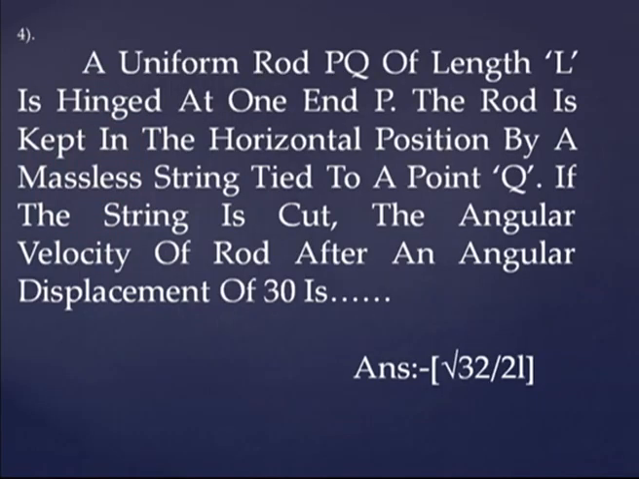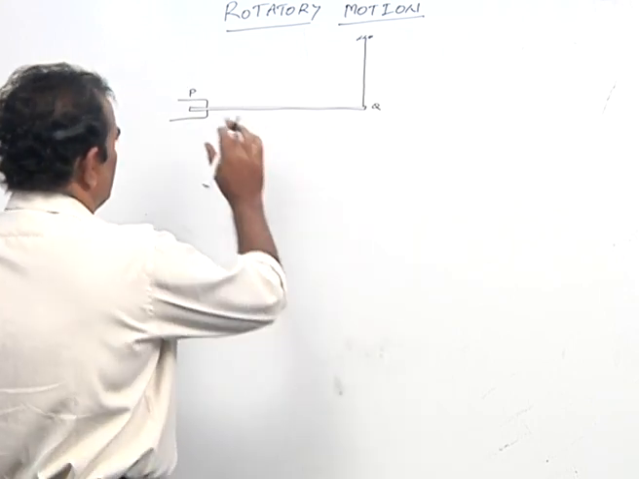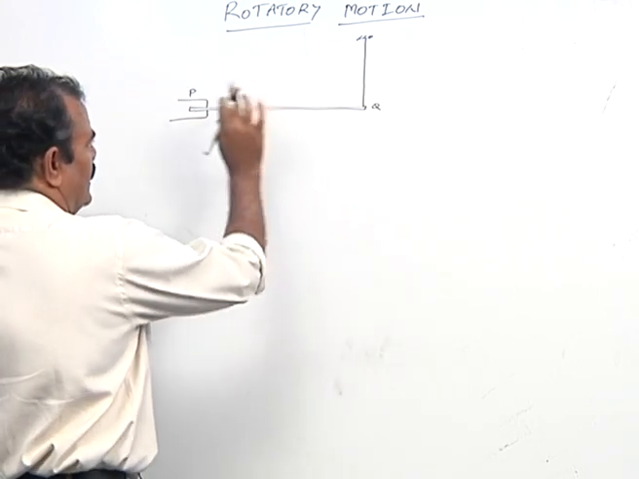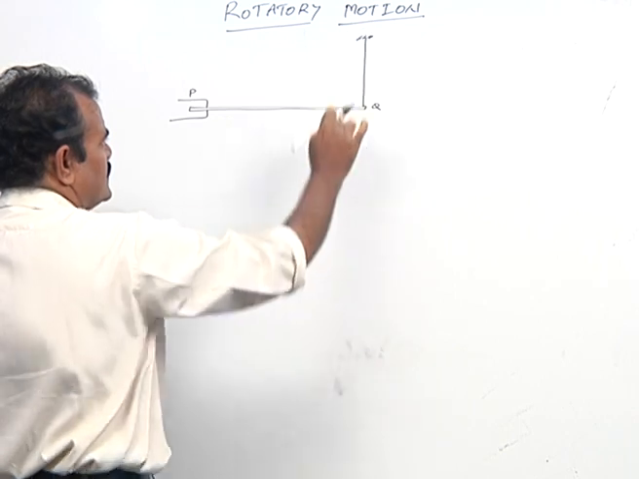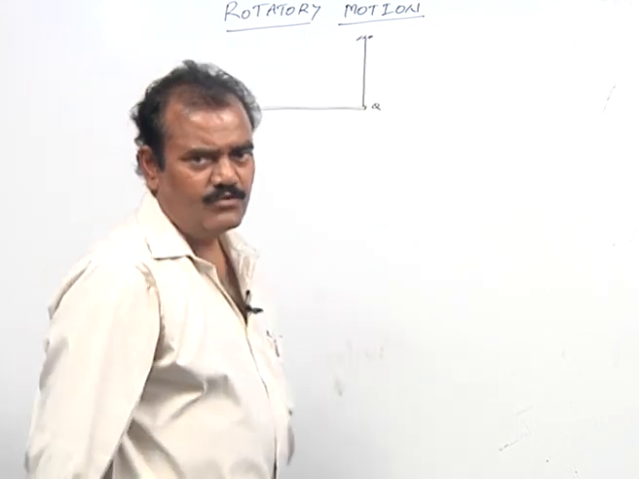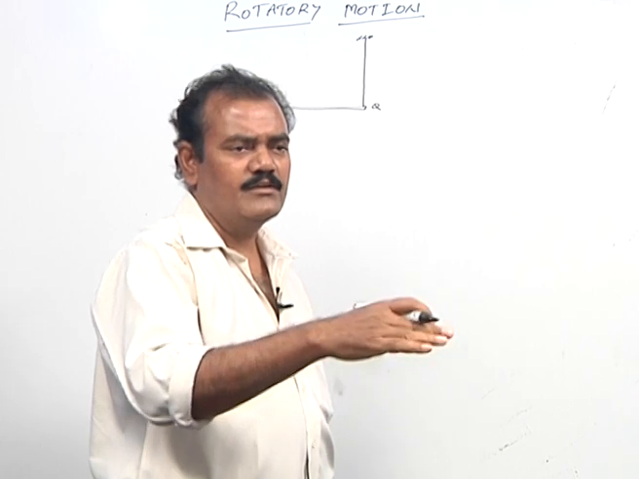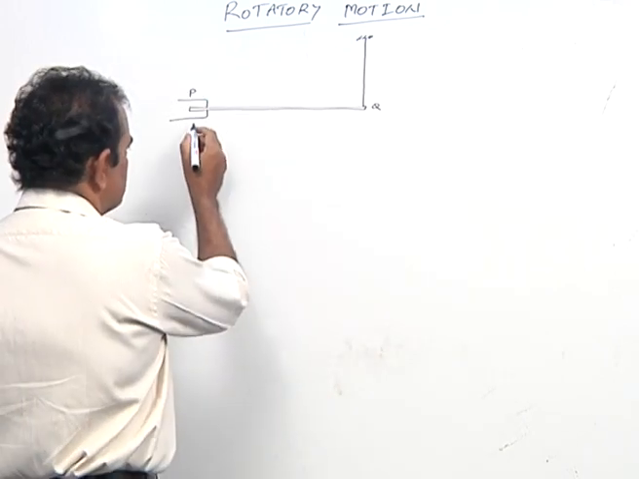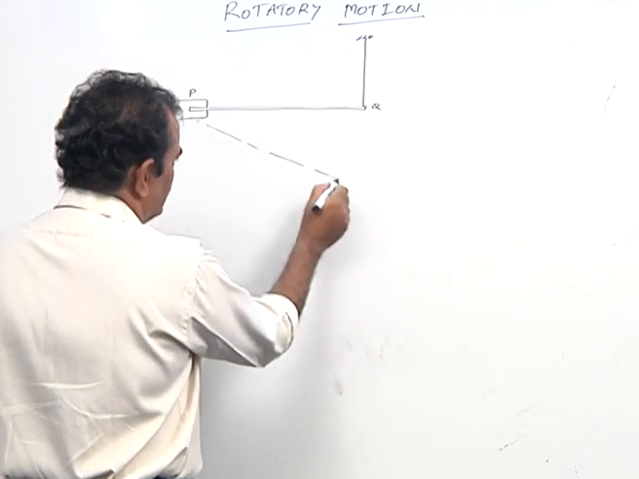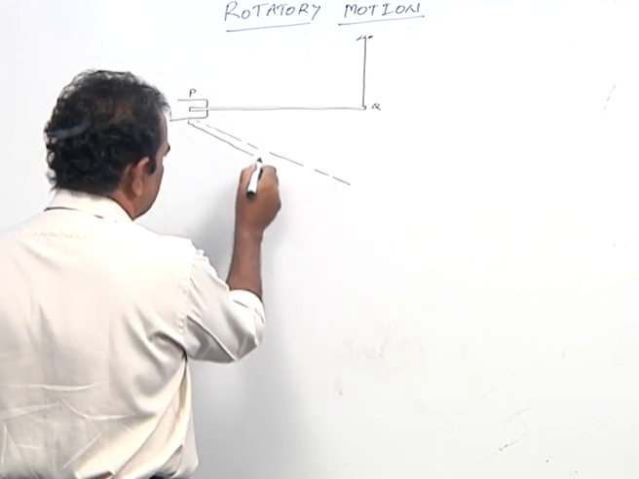The rod is kept in the horizontal position by a massless string tied to a point Q. If the string is cut, what is the angular velocity of the rod after an angular displacement of 30 degrees? So in this case, we have the uniform rod PQ and the string. If the string is cut, what happens to the angular velocity at that angular displacement of 30 degrees? That 30 degrees position means it will be like this.